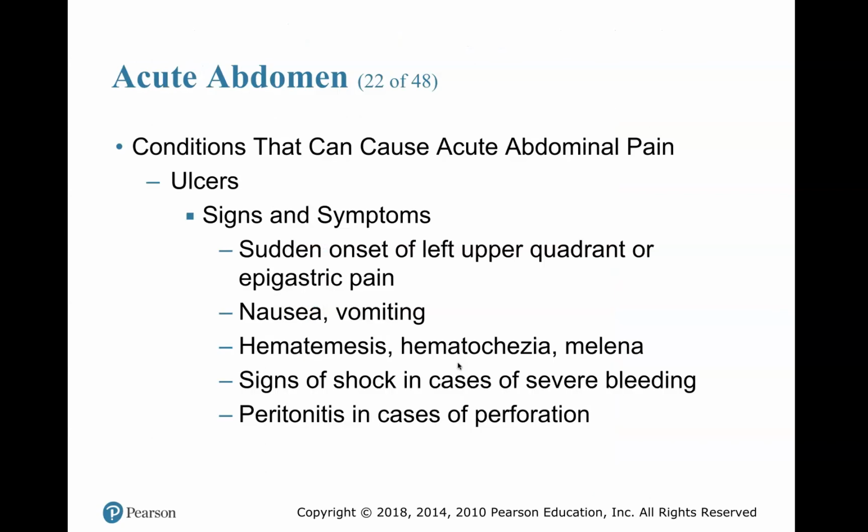Signs and symptoms of ulcers: sudden onset of left upper quadrant epigastric pain, nausea, vomiting, hematemesis, hematochezia, melena, signs of shock in cases of severe bleeding, peritonitis in cases of perforation.